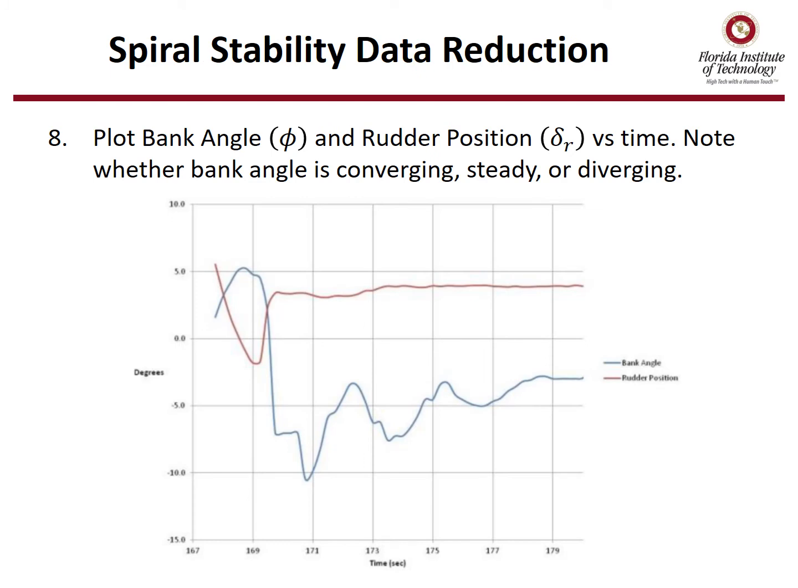For spiral stability, plot bank angle and/or rudder position versus time. The rudder position helps you understand how the bank angle was set up and when the rudder was removed so that you can get the free response. Note whether the bank angle is converging, steady, or diverging as time progresses.